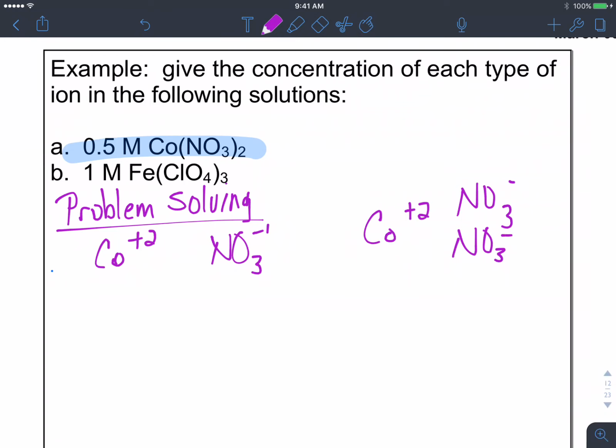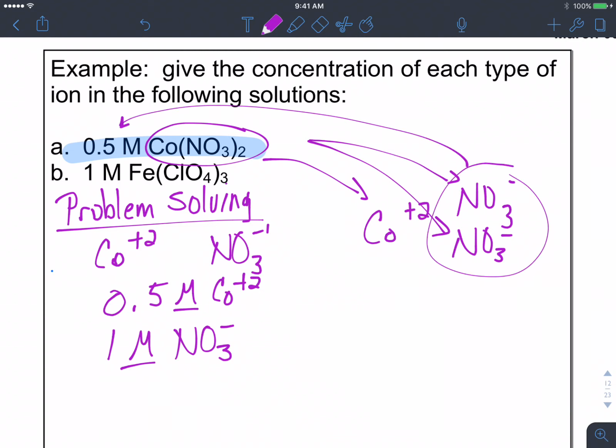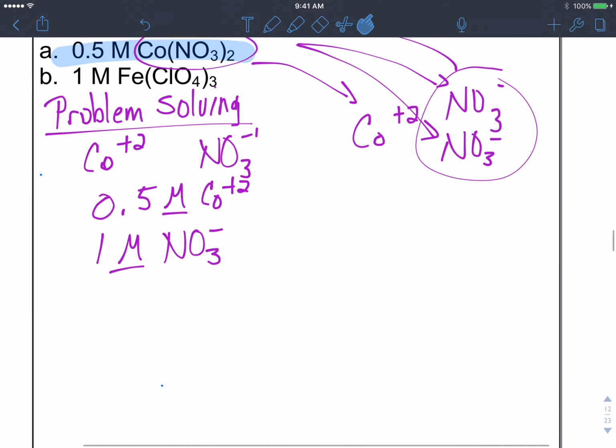So if the whole solution is 0.5 molar, that means for every 1 molecule of this, you're going to get 1 molecule of Co+2 and 2 molecules of the nitrate ion. So hopefully you can see that you would get 0.5 molar of Co+2, the same as the concentration of the beginning solid, and you would have 1 molar NO3- because you have 2 NO3s times that 0.5 molar. Now you can also do this using stoichiometry.